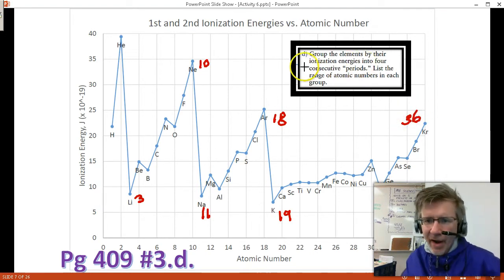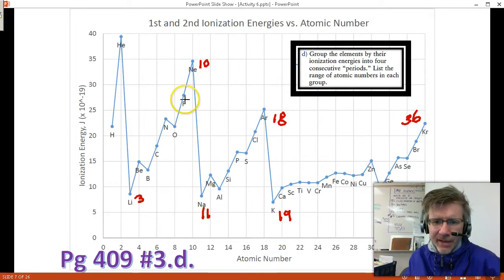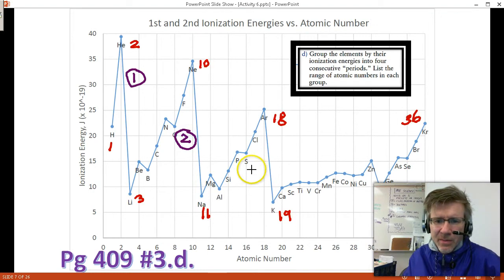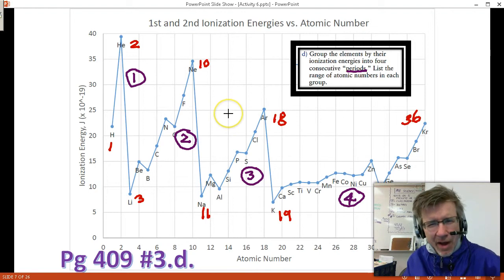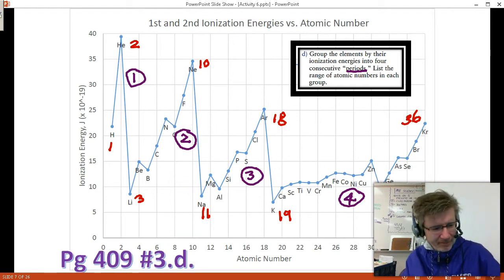Group the elements by their ionization energies into 4 consecutive periods. Oh, and then there's hydrogen 1 to helium. So let's see, I'm going to put the periods in. So this is period 1. I'll circle it. This is period 2. This is period 3. And this is period 4. And you know the funny thing, they say periods in quotes in this question only because those are exactly the periods on the periodic table that we are so familiar with. So something is going on here. Let's check it out.